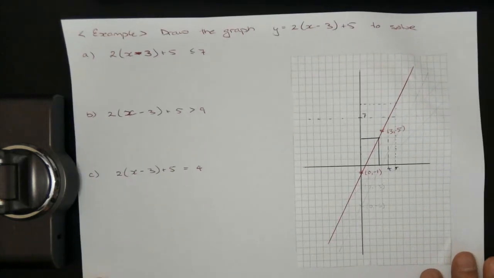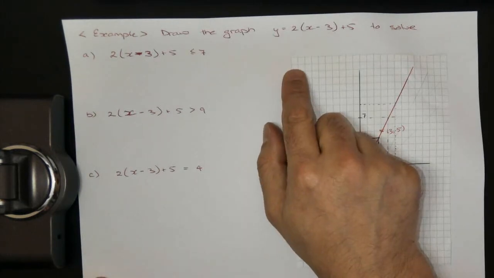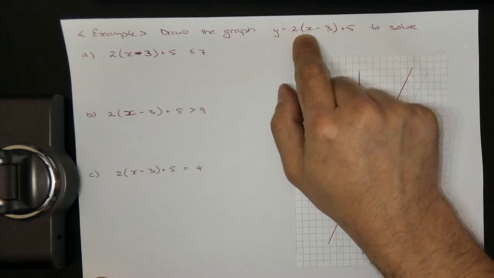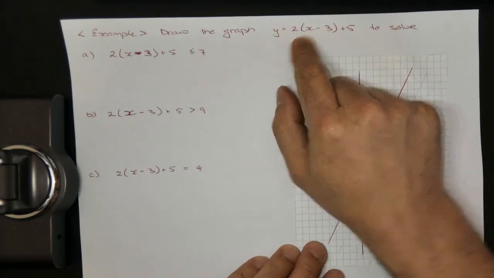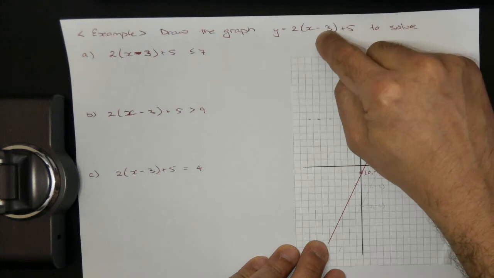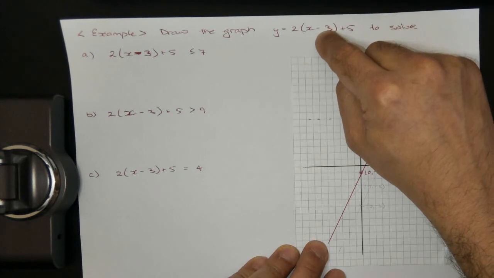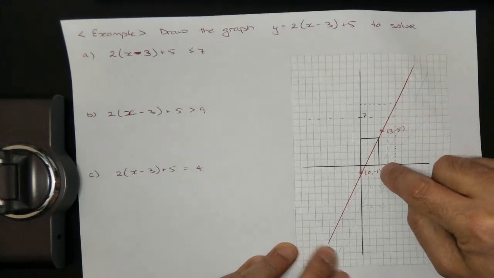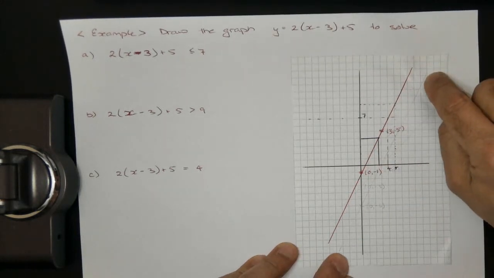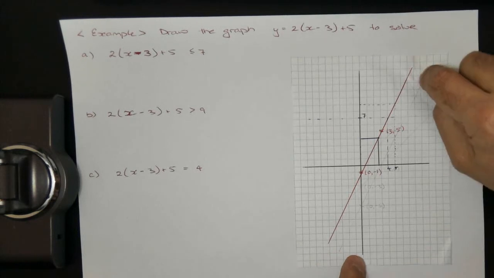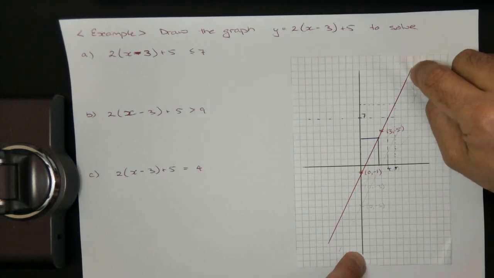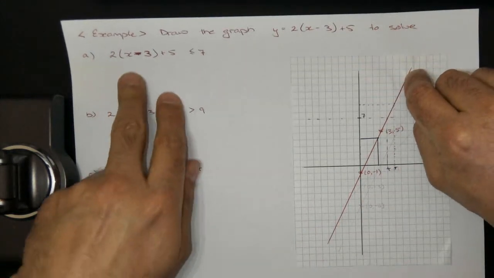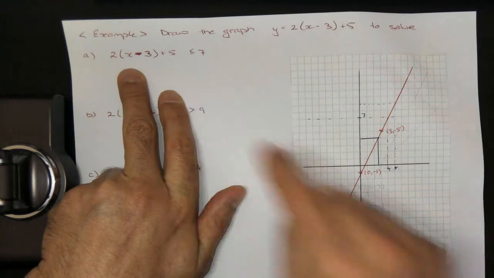We want to draw the graph y equals 2 times x minus 3, plus 5 to solve. This is a linear function, so that's y equals x. I translate it to the right by 3 units. There's my little graph. I then had a dilation of 2, and then I translated it up by 5 units. My red line is my final function. When is this function less than 7?